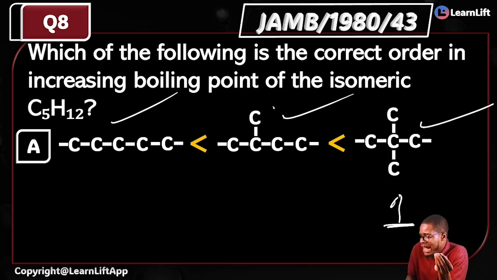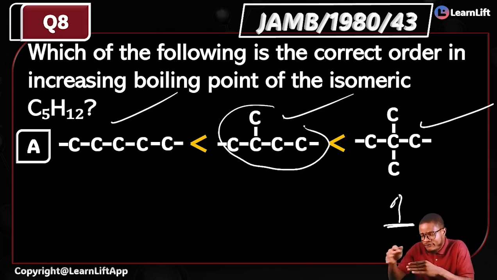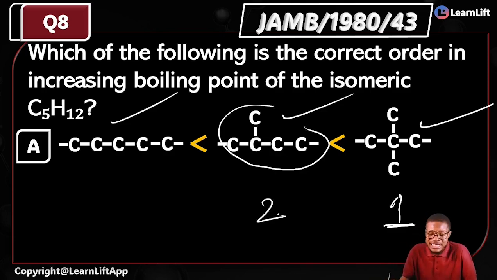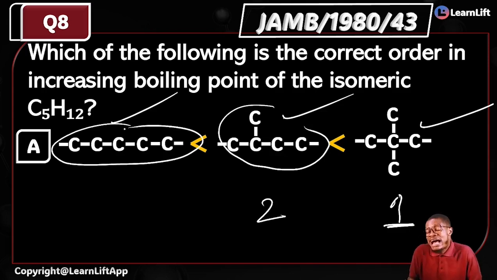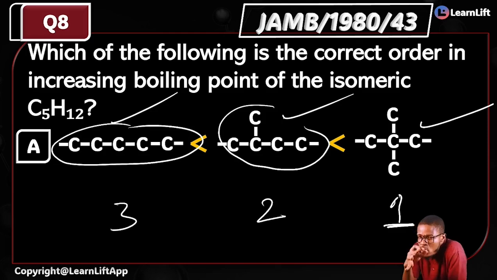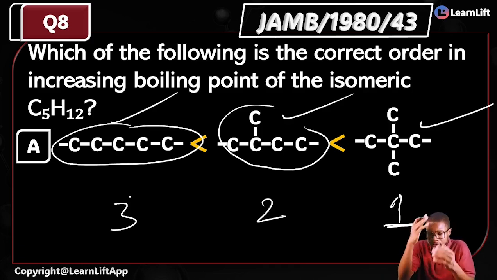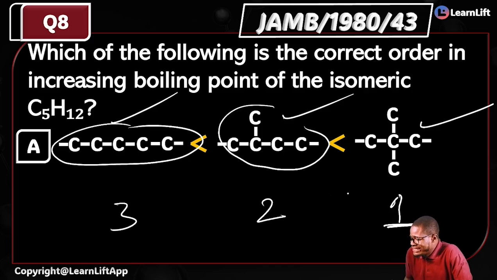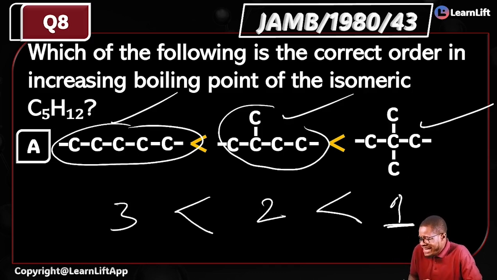This one, we have the boiling point that will now follow next. Let me call it 2 because it is branched. This guy here that is not branched, we have the highest boiling point. Let me call it 3. Look at the way they brought the question. For example, now, if here is 1 degree Celsius, that's the least. Here is 2 degrees Celsius, moderate. Here is 3 degrees Celsius, high. Is it true that 1 is less than 2, less than 3?